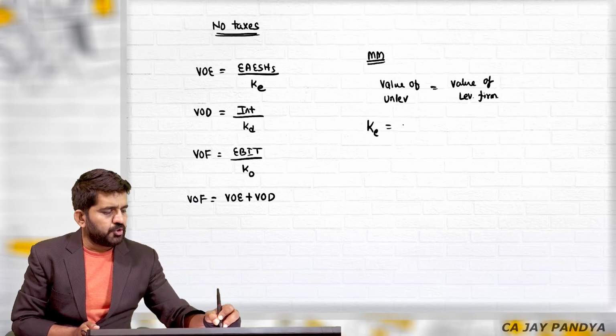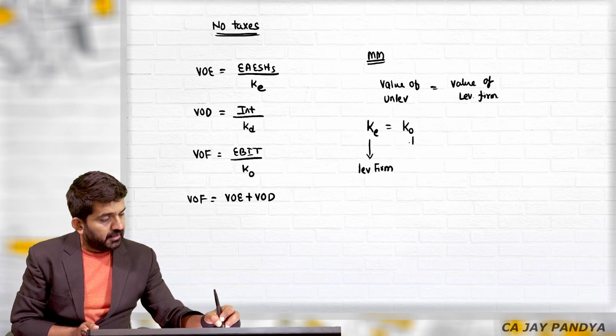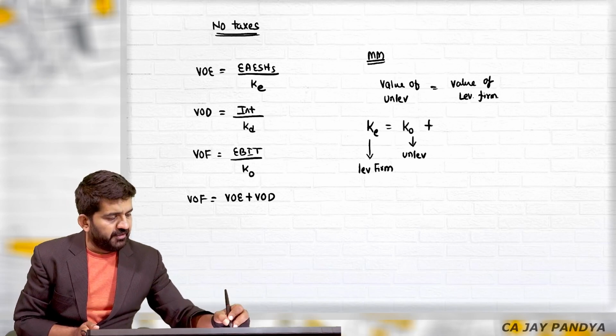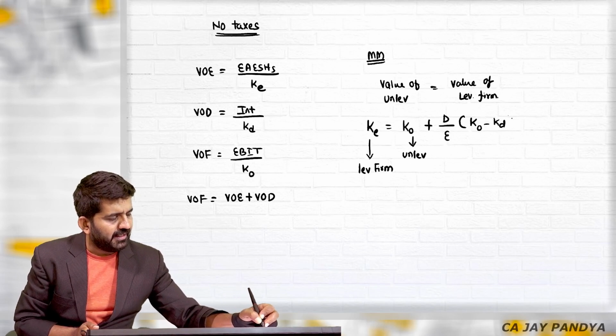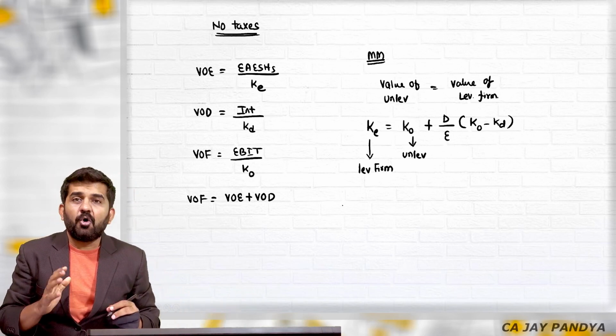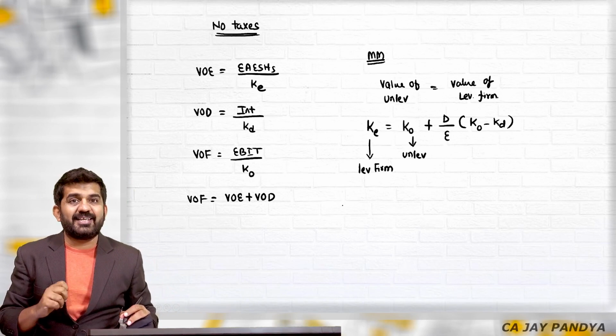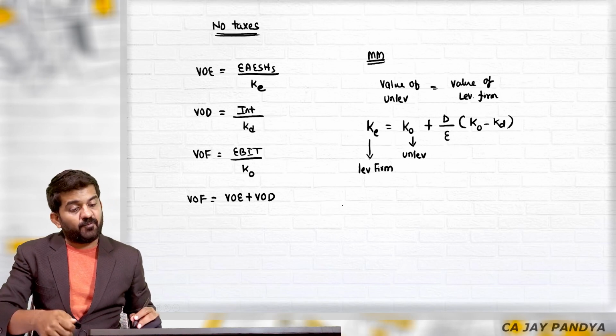KE can also be found out by KO. KE, we will be getting the answer for the levered firm. KO of unlevered, or KE of unlevered, will be the same, plus debt upon equity times KO minus KD. You will be getting the answer of KE. All these formulas can be used when there are no taxes. Try to understand the concept when there are taxes.